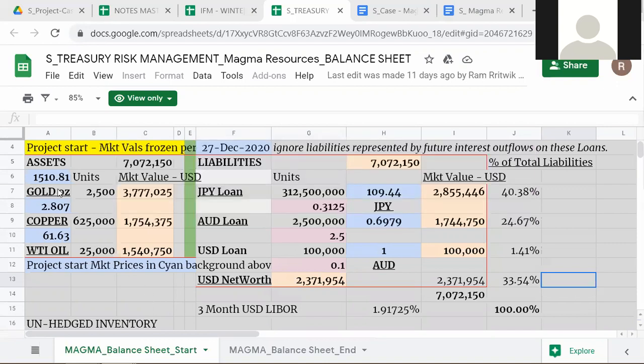Is there anything else you want to say, Srishti? You said futures prices for gold, copper, and West Texas are key KRFs. Key risk factors we just refer to as KRFs. Do you see any other KRF here? And then let's see something else on the balance sheet.